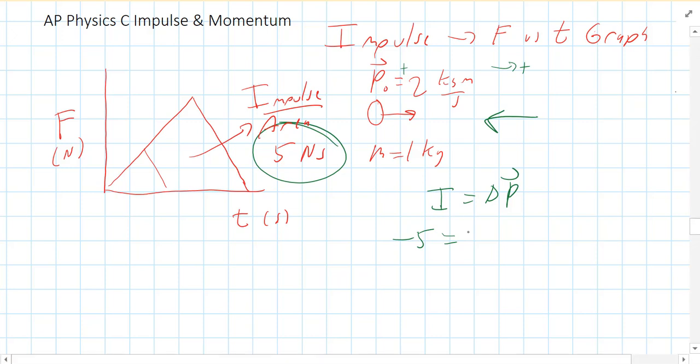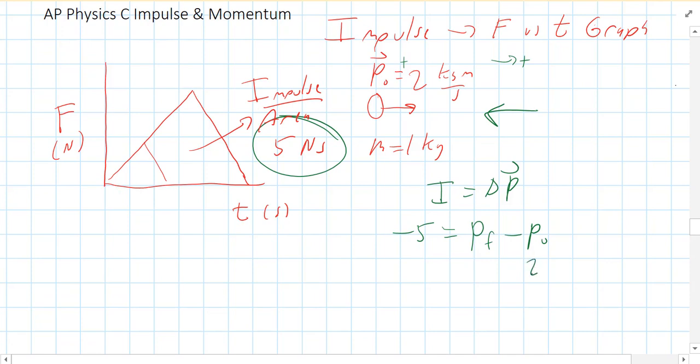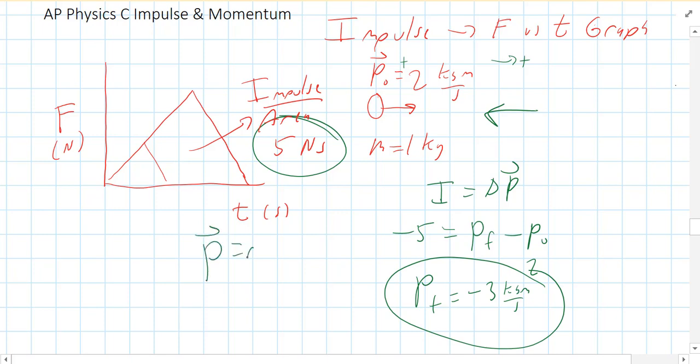But if you had more complicated numbers, you could just do this. Delta p is just p final minus p initial. And the initial was 2. So if you add 2 to both sides, you get p final is -3 kilogram meters per second. Then if I asked you for the velocity of the ball, we know that momentum is just equal to mv. Now, if we have a mass of 1, then the velocity would be -3 meters per second.